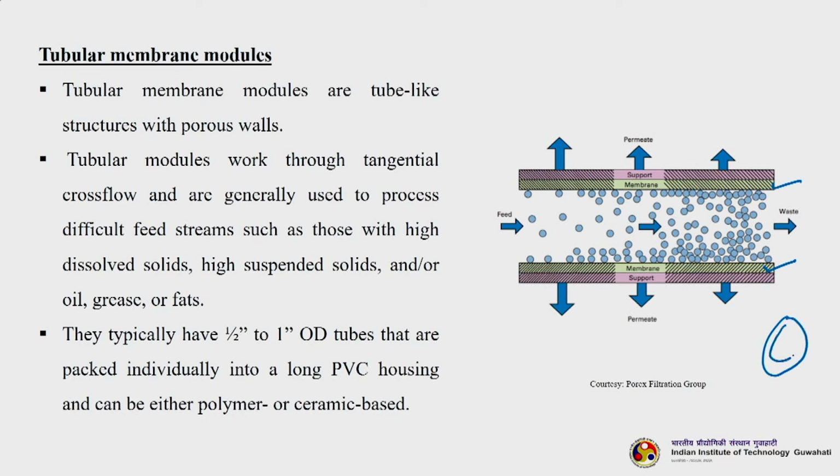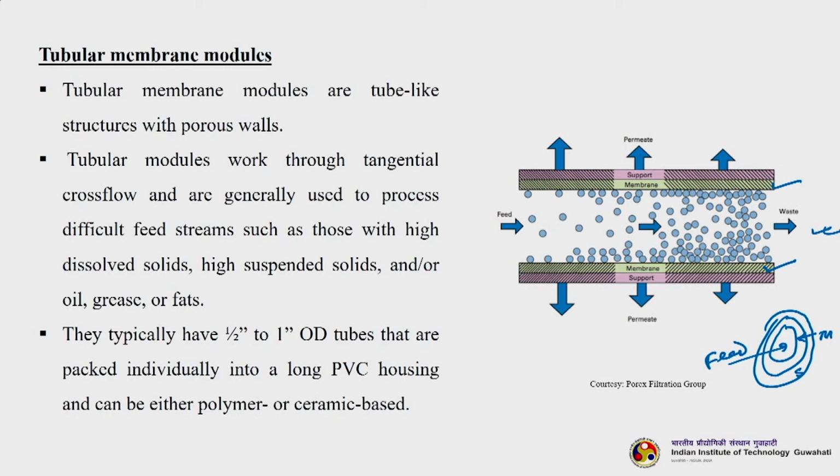Okay. So, you can see this area, this is your membrane. Then above that there will be a support layer. So, this is your support layer, and this is the lumen through which your feed is flowing, right. So, the permeate is coming outside of this support, on both sides, and the waste or retentate is being collected at the far end of the tubular system.